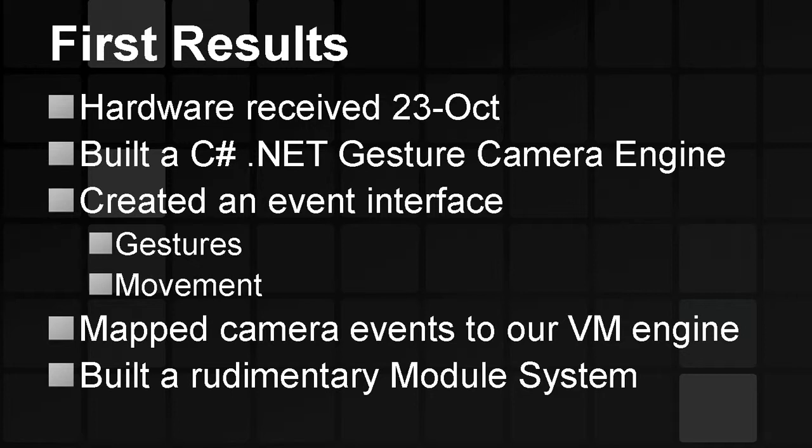We did this based on interfaces that communicate events for gestures and movement. We then mapped some of the camera events that were passed by this engine to our existing virtual machine engine. The VM is basically what translates controller or interaction events into things that the application that you want to control will understand, such as mouse movements or keystrokes. And then as a next step, we built a rudimentary module system so that we could apply this principle to some of the demo games that we're now going to show you.